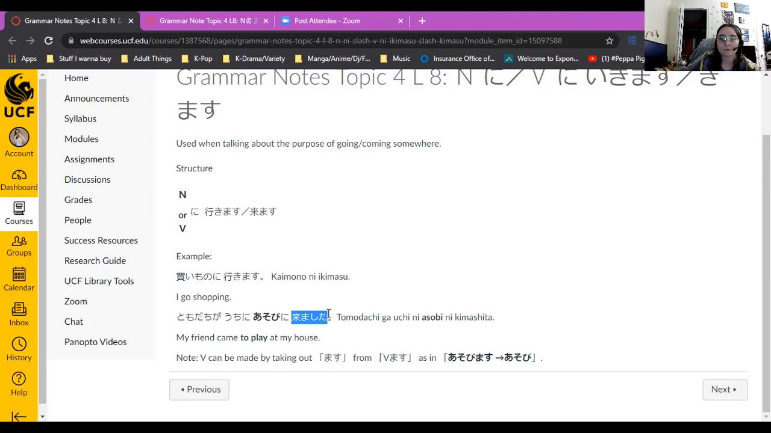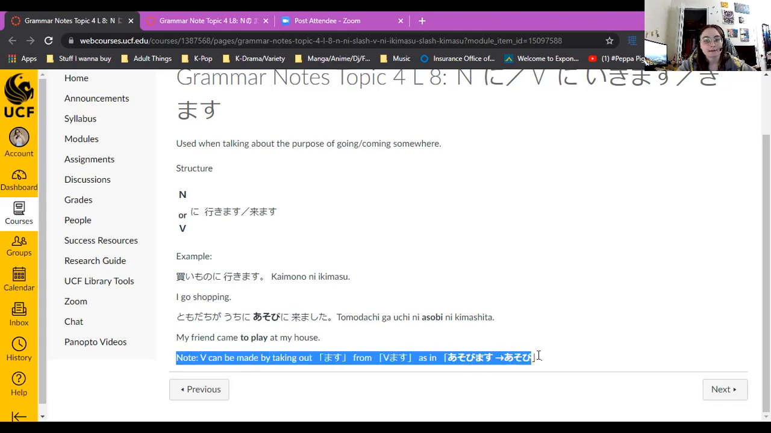And so because the verb is what you're focusing on here, it's going to be verb ni kimashita. So for this example, kaimono is a noun. And this one, asobi, which means to play, ni kimashita. That's the verb. Okay, and then here's a note from Imhof Sensei. The verb can be made by taking out the masu, as in asobimasu turns into asobi.